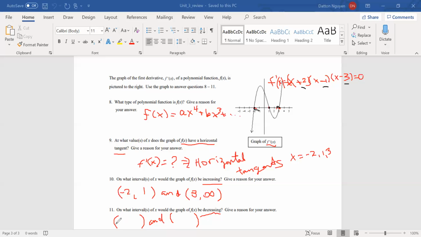Negative infinity, correct? To negative 2. Correct. And then 1 to 3. Correct. That's it. Give a reason for your answers. You guys just said it, right? For part 10, you said that since the graph of f prime of x is above the x-axis, those are positive f prime of x values. Therefore, it's increasing. The same thing for that.